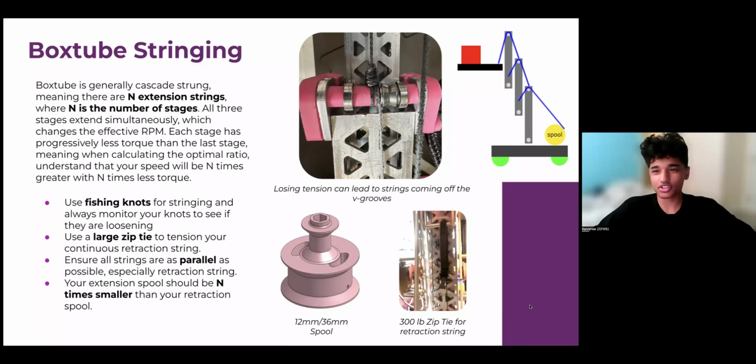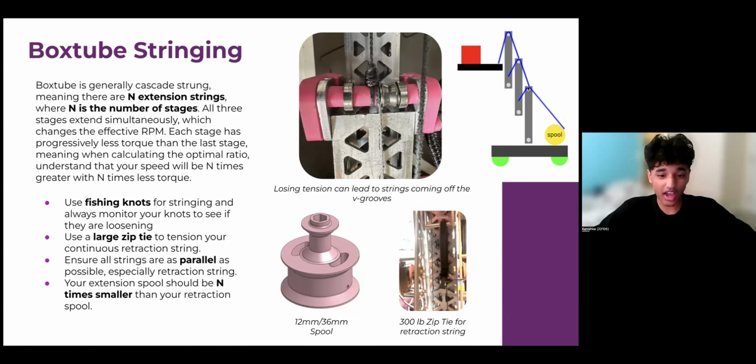So look up on YouTube for knotting all of your stringing. This is just stringing in general. Look up fishing knots, and they're just the best knots you can find for stringing in general. And they're very strong. Don't use just regular square knots; they will come loose. And in Boxtube, if your knots come loose, then your Boxtube strings will be of different length, and that means that because it's cascade, it won't fully retract and it won't fully extend. So that will be an issue for you.